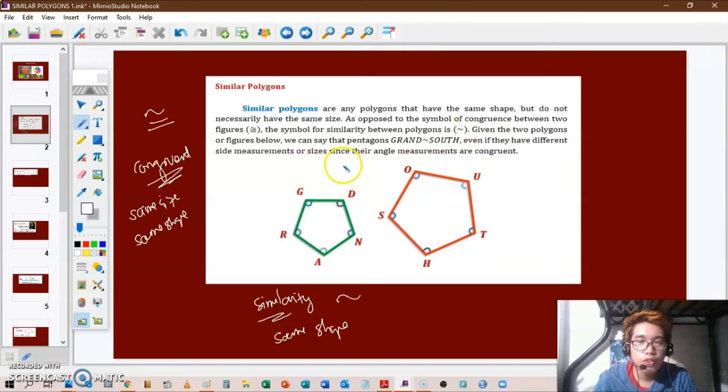Given the two polygons in the figure below, we can say that pentagons GRAND and SOUTH, even if they have different side measurements or sizes, have the same angle measurements. Therefore the small pentagon GRAND has been scaled to a larger pentagon SOUTH. They might have different sizes, but they are very much similar to each other because they have been scaled.